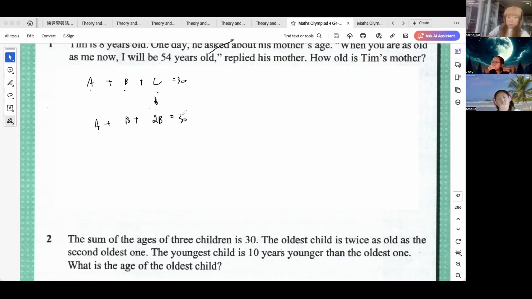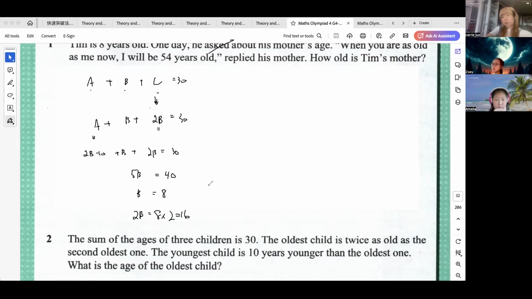Zoe and Amelia, don't you agree with me? The youngest child is 10 years younger than the oldest one. So the oldest one right now is 2B. So A could be rewritten as 2B minus 10, correct? So now I just change everything into B. So it's 5B equals 40. So B equals 8. What is the age of the oldest one? So it's 2B, which equals 8 times 2 equals 16.